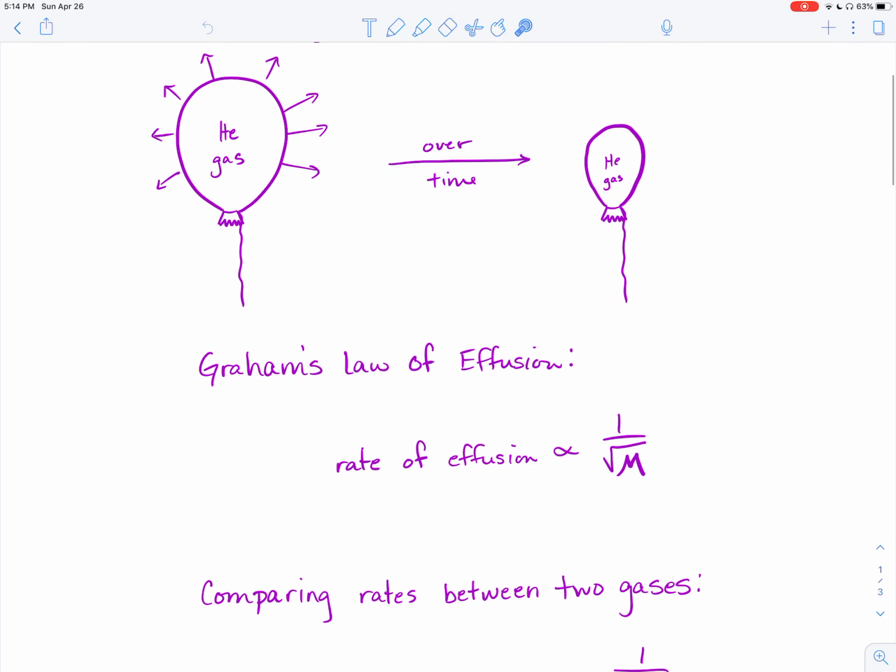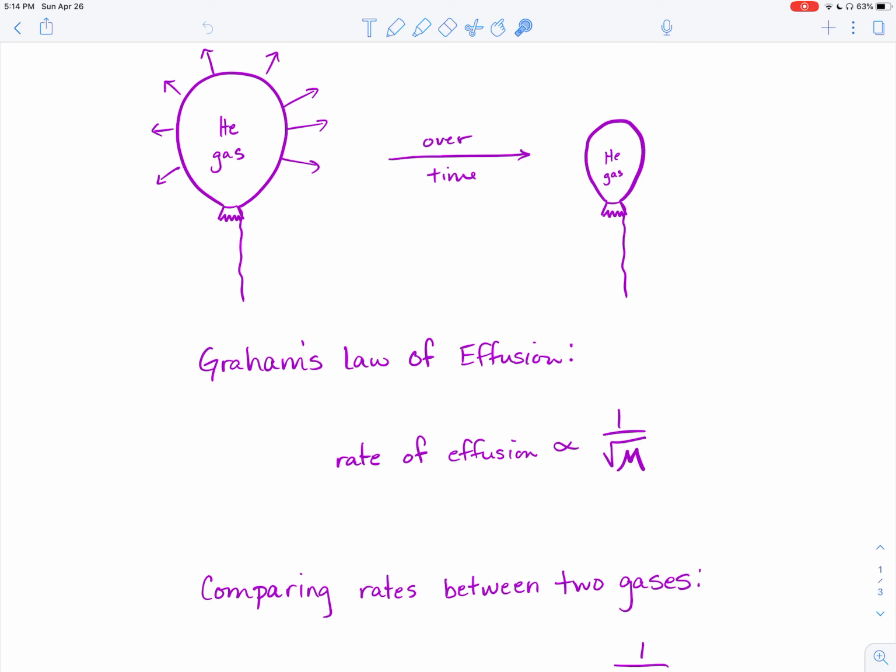One of the scientists that described this process was Thomas Graham, and he developed what we now call Graham's law of effusion. He basically stated that the rate of effusion is inversely proportional to the square root of the molar mass of that particular gas molecule. Most of the time, we don't technically calculate the rate of effusion alone. We usually compare it to the rates of effusion of other things.